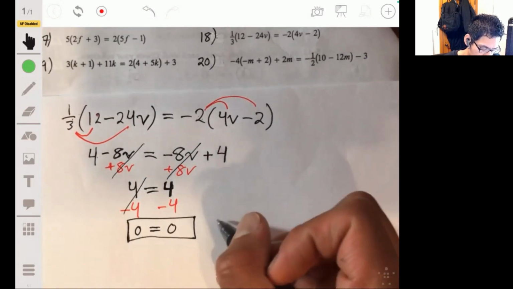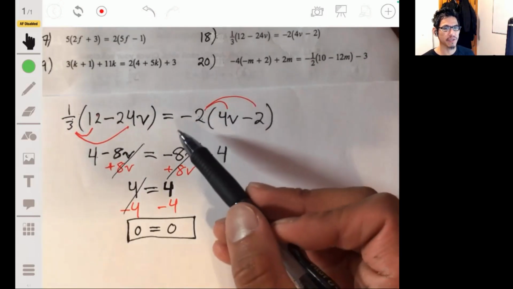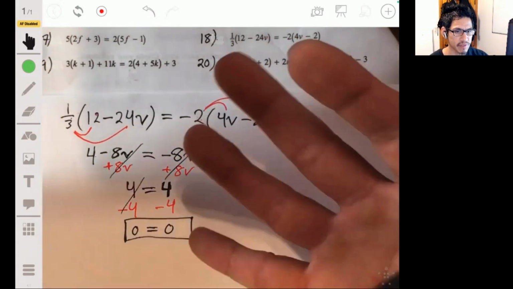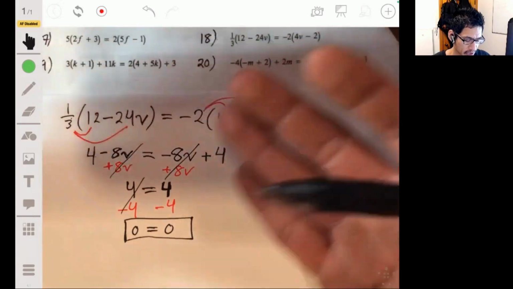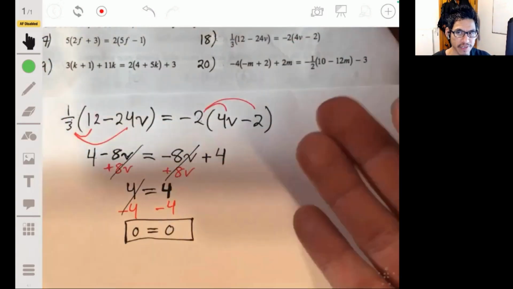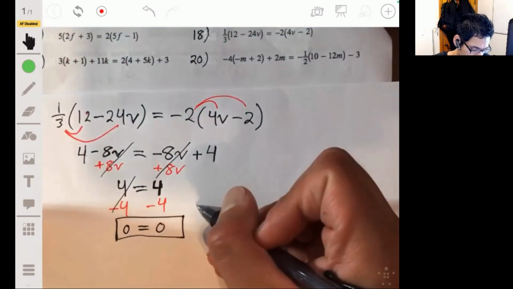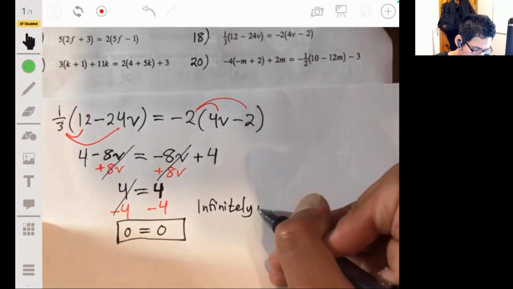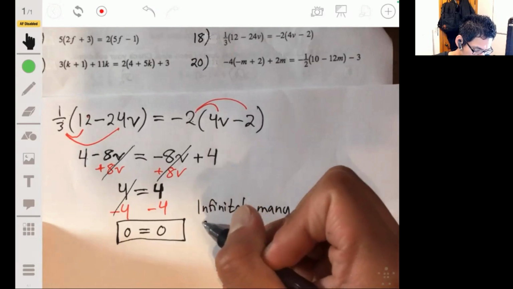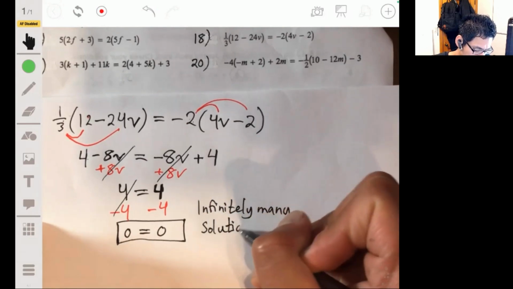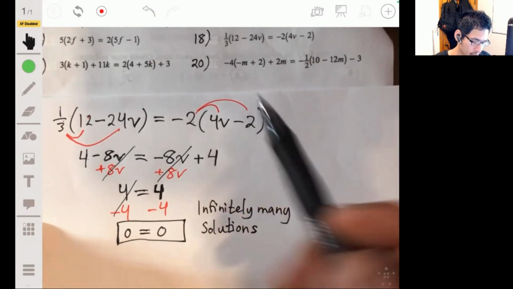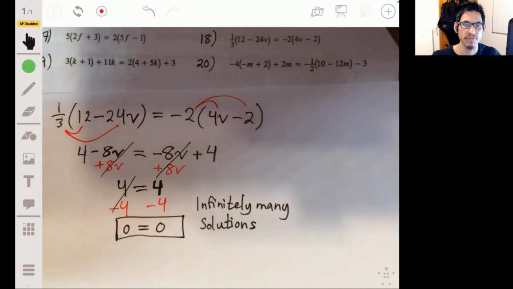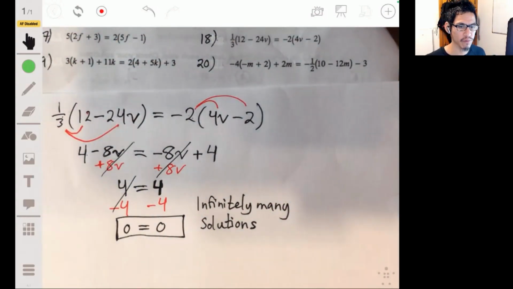This is a true equation, meaning that when you get to a point where you have what's called an identity, the same stuff on both sides, you can't isolate a variable, and there are infinitely many solutions. That means any number for v will make the equation true. I can plug in 1, 2, 3, 17.5, any real number will work.